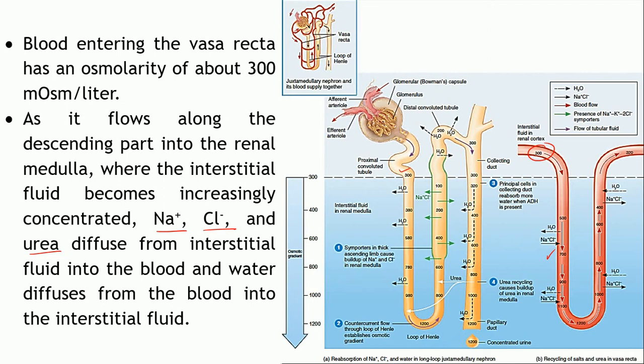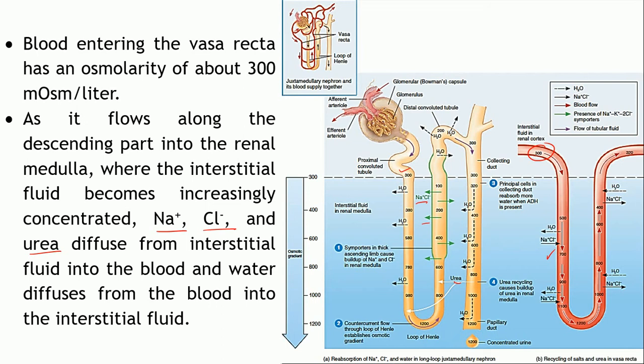We have seen that reabsorption takes place, right? So a very high level of these ions is present over here. Even urea is present. So as the blood is descending downwards, it is entering the area wherein the interstitial fluid has a very high osmolarity.